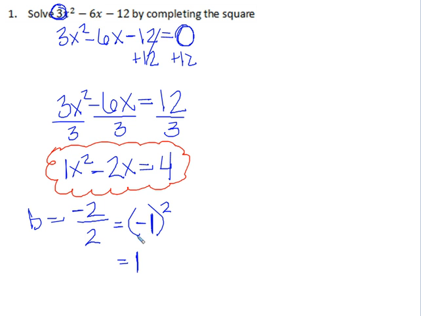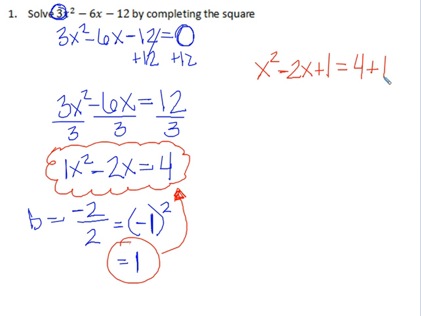Okay, so next step, we have to take this value of 1 and add it to both sides of this equation. So we have x squared minus 2x, and I want to add 1 to this side, and then the other side just has a 4, but I need to add 1 there as well. Okay, if you add it to one side, you have to add it to the other. Continuing with this step, we want to combine some like terms. Okay, 4 and 1 give us 5.